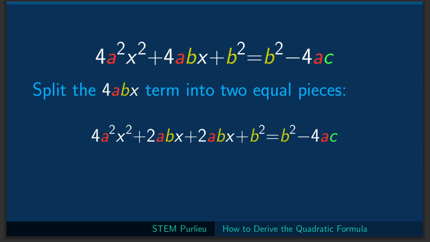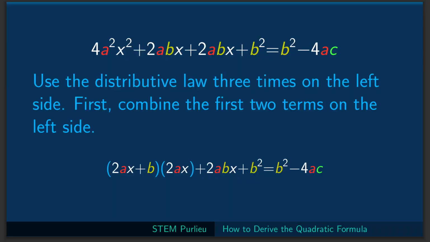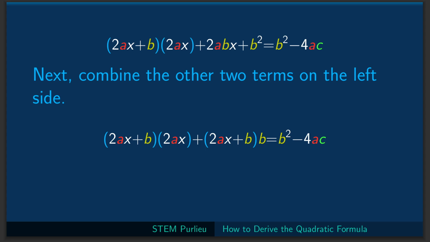Split the 4abx term into two equal pieces. These two pieces are 2 times a times b times x. Use the distributive law 3 different times on the left-hand side. First, we combine the first two terms on the left-hand side. This gives us 2ax plus b times 2ax plus the remaining terms equal b squared minus 4ac.